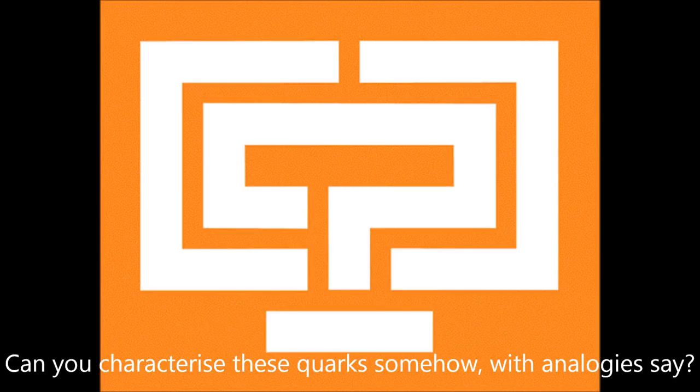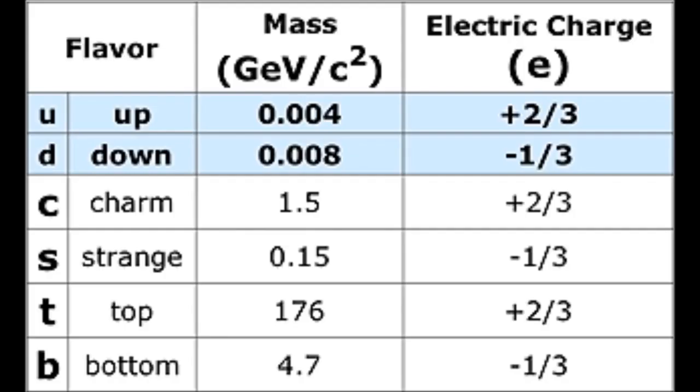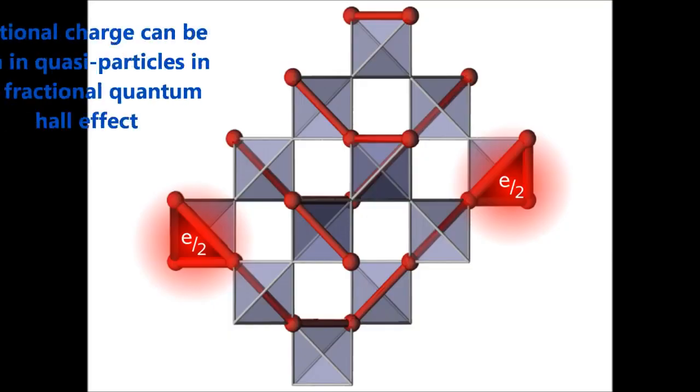Can you characterize these quarks somehow with analogies or... These quarks have to have certain properties, of course, to get the right properties for the protons and neutrons and so on. And I'd like to tell you what one of them is. They carry electrical charge. The up quark carries a charge of plus 2/3. The down quark and the strange quark each carry a charge of minus 1/3.